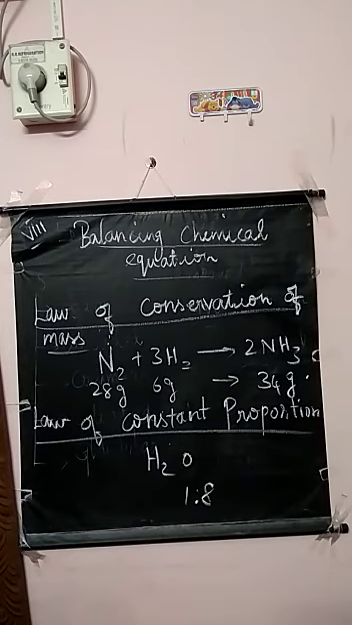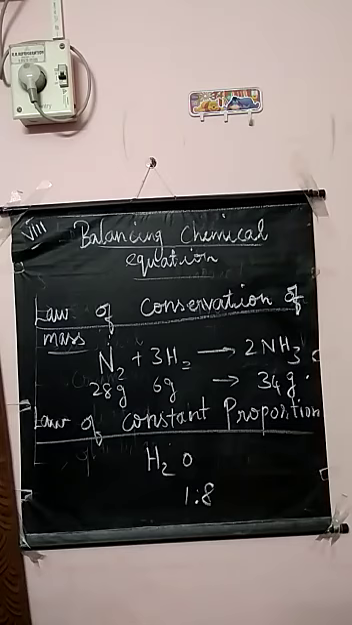What is that? Hydrogen means H2, oxygen means O2, nitrogen means N2, and so on. So the second step is to write the skeleton of this equation. For water formation, it is H2 plus O2 gives H2O. Hydrogen plus oxygen, H2 plus O2, gives H2O. That is the skeleton equation for the water formation.